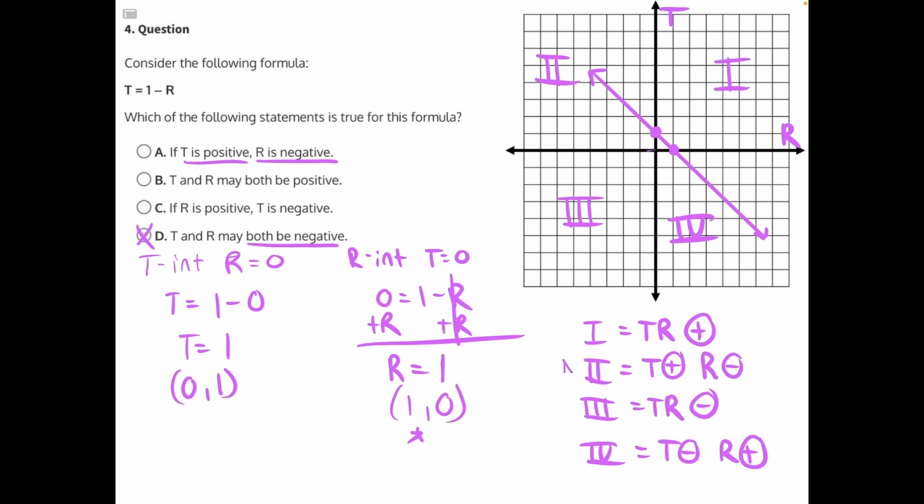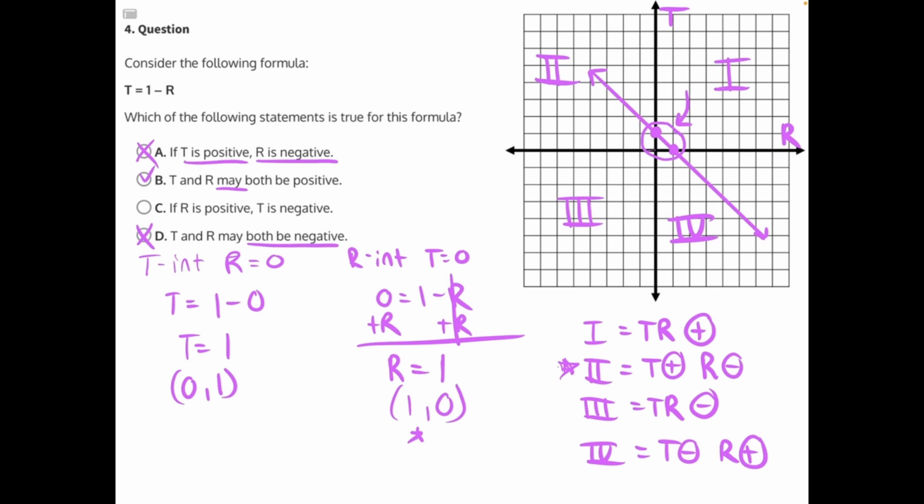In quadrant 2, it is true because t is positive and r is negative, but we also have a small portion of the graph that is in quadrant 1, which means that t and r are both positive. So A is incorrect. B says t and r may both be positive. This word "may" says that for some portion of the graph it may be positive, and that is true with what we just talked about. In quadrant 1, there is a small portion of the graph when t and r are both positive. So B is our correct answer.